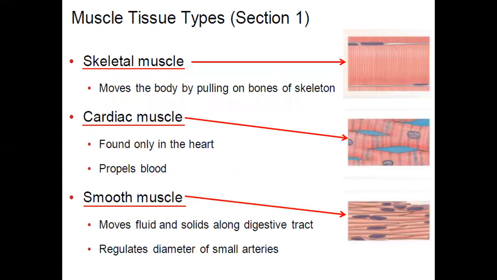Skeletal muscle, again, moves the body by pulling on bones. So we have an example of skeletal muscle here. This is cardiac muscle. It's only found in the heart, and that cardiac muscle is utilized to pump blood. And then smooth muscle you can find in the walls of blood vessels and the walls of the digestive system organs like the small and large intestine and the stomach. That smooth muscle basically moves fluids and solids along the digestive tract and can also constrict and dilate blood vessels.